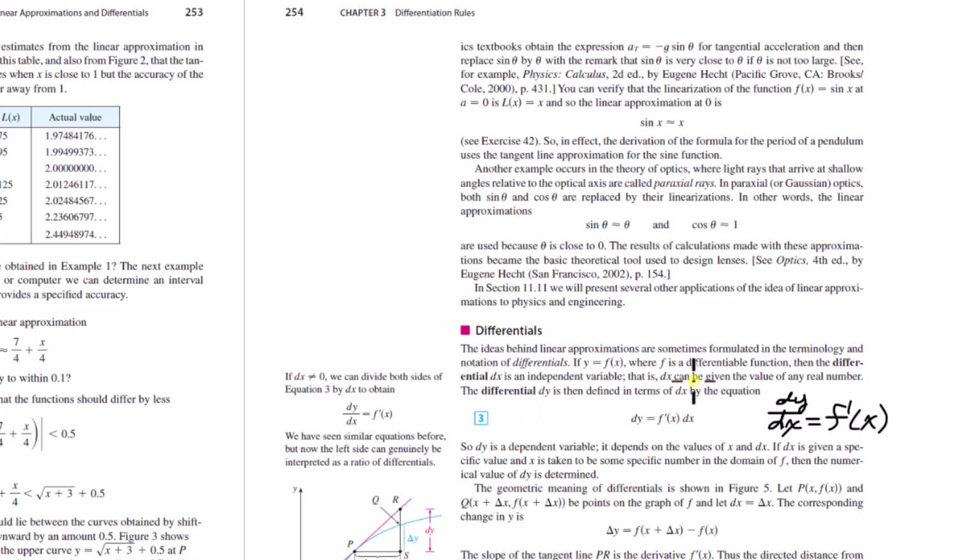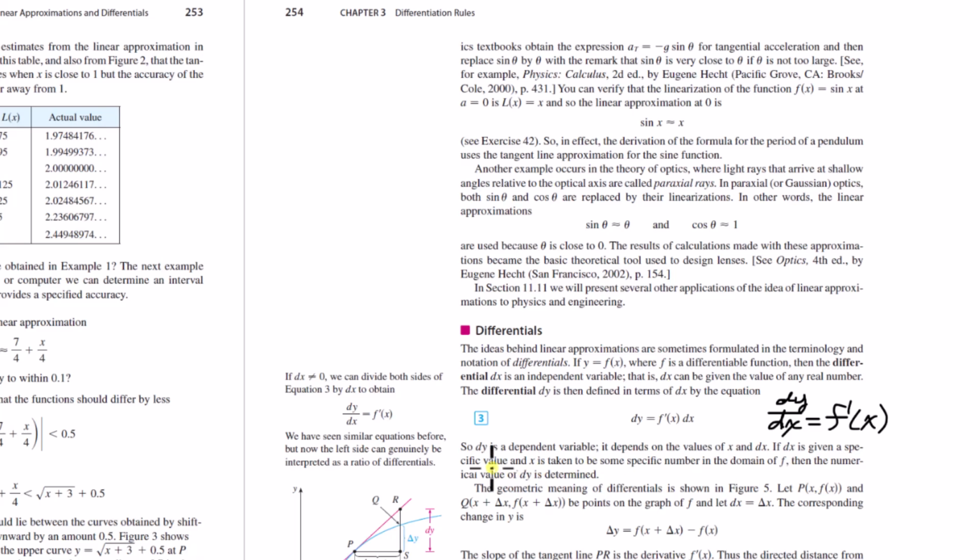Okay, but in this context, for linear approximations, we're calling dx a differential and we're calling dy a differential. We're treating dx as an independent variable that we can plug anything we want for dx, and then dy is a dependent variable. It depends on dx and x, right? It depends on x and dx, and that's what it says here. dy is a dependent variable, depends on the values of x and dx.